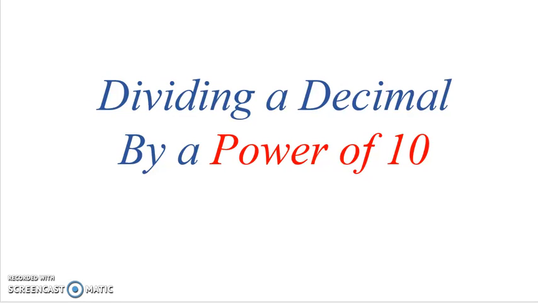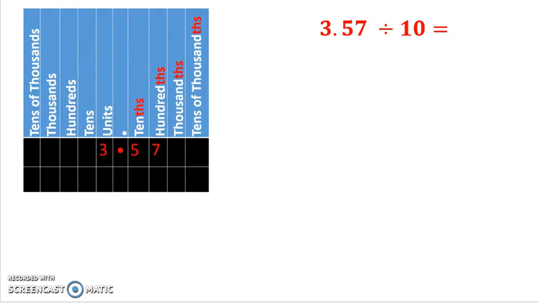This video is on dividing a decimal by a power of 10, and it follows our last video where we multiplied decimals by powers of 10, and in that video we discovered that when you multiply a decimal by a power of 10 you can move the decimal place to the right. Well, I hope that's gotten you thinking about what happens when you divide a decimal by a power of 10. Let's have a look at just a couple of examples to see if we can figure it out.